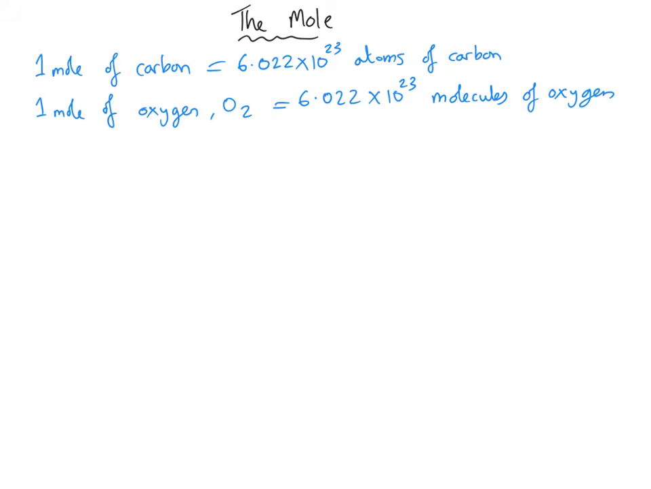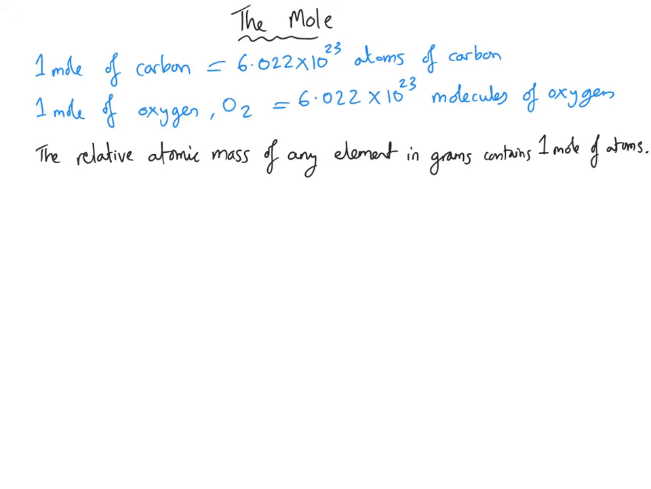Now, in terms of the power of this, there's one more amazing thing, which is that the relative atomic mass of any element in grams contains precisely 1 mole of atoms. And, by extension, the relative molecular mass, or formula mass, depending on what you're using, of a substance in grams contains 1 mole of entities. And so you can have a mole of ions or a mole of electrons as well. And any of those quantities will always have 6.022 times 10 to the 23 entities.